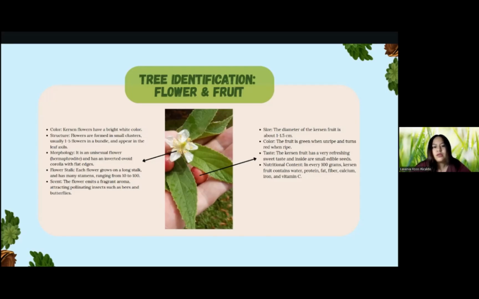For the fruit, the diameter of the crescent fruit is about 1 to 1.5 centimeters, and the color is green when unripe and red when ripe. The crescent fruit has a very refreshing sweet taste, and inside are small edible seeds. For every 100 grams, crescent fruit contains water, protein, fat, fiber, calcium, iron, and vitamins.